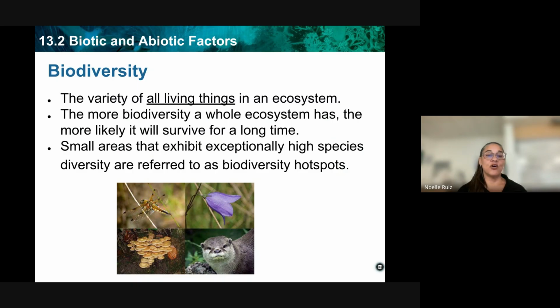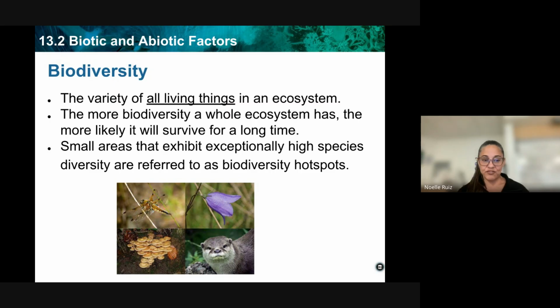Biodiversity is the variety of all living things in an ecosystem. The more biodiversity a whole ecosystem has, the more likely it will survive for a long time. It's kind of like variation. Last chapter, or chapter 10, we talked about variation within a species increases the chances of survival for that entire species. Biodiversity is the same concept.